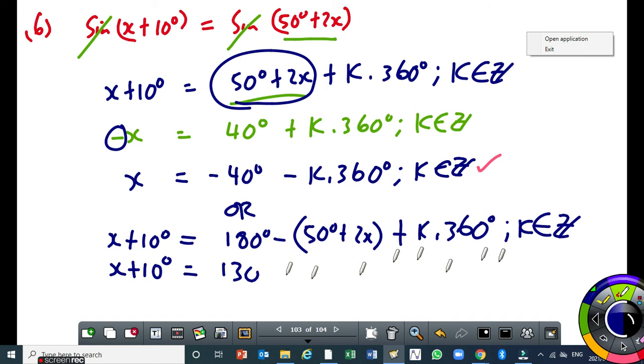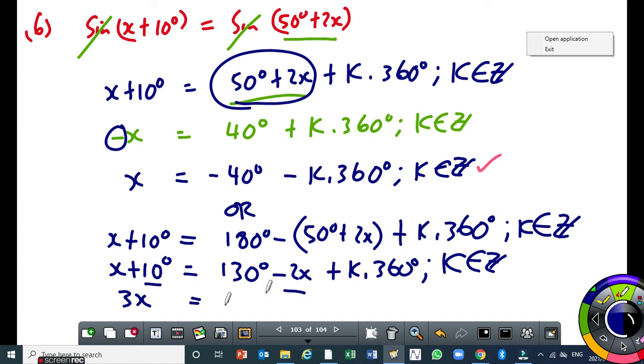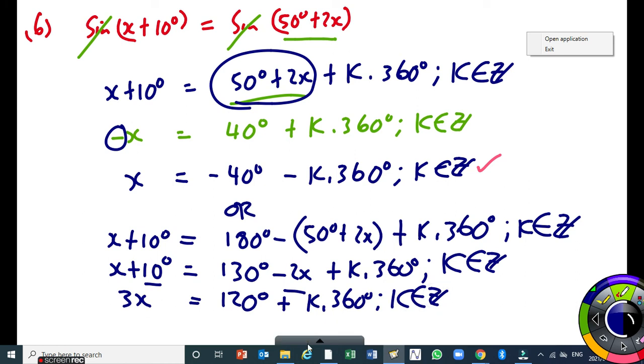Then, if I take this minus 2x to the left, I'll get 3x, and then take this positive 10 to the right, I'll get 120 plus k times 360, where k is an integer. So my final answer, if I divide by 3, I'll get x equal to 40 degrees plus k times 120 degrees, where k is an integer. So this will be my second general solution.